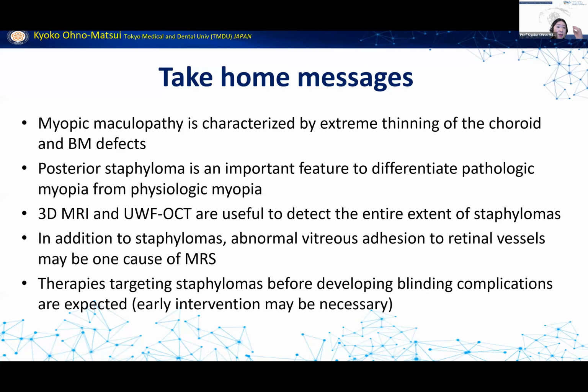So in summary, myopic maculopathy is characterized by extreme thinning of the choroid and Bruch's membrane defects. Posterior staphyloma is an important feature to differentiate pathologic myopia from physiologic myopia. 3D MRI and ultra-wide field OCT are useful to detect the entire extent of staphylomas. In addition to staphylomas, abnormal vitreous adhesion to retinal vessels may be one cause of retinoschisis. Therapies targeting staphylomas before developing blinding complications are expected.